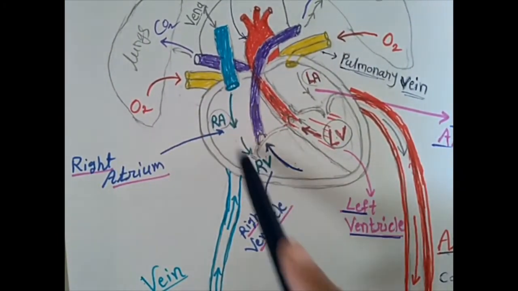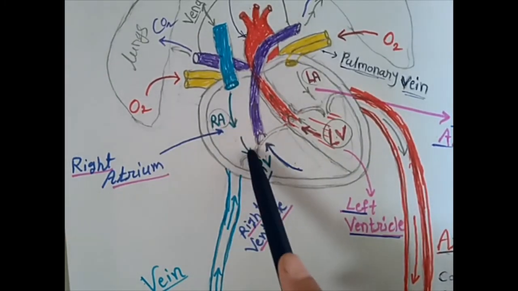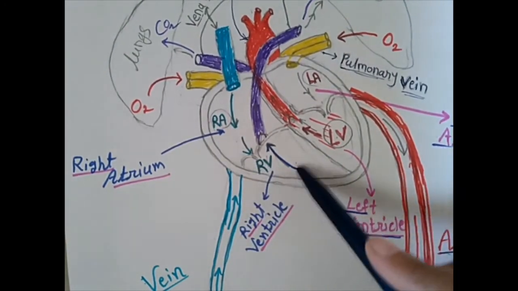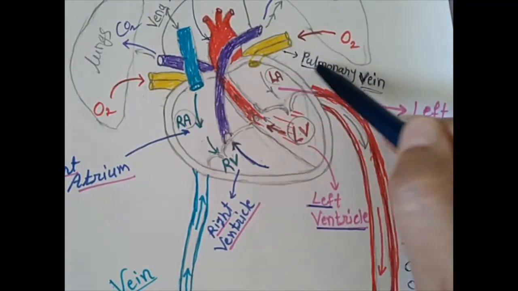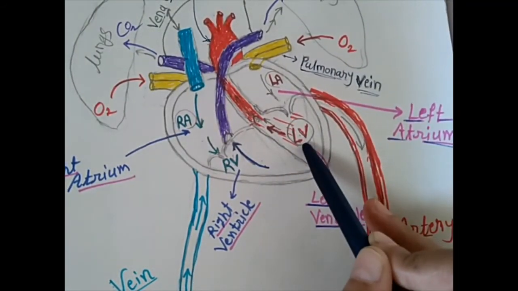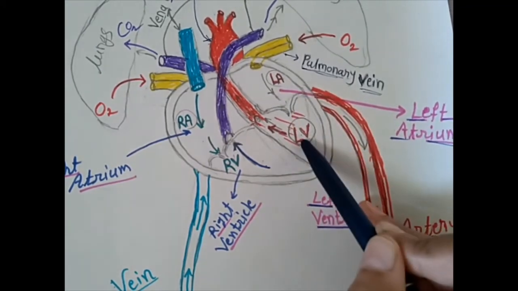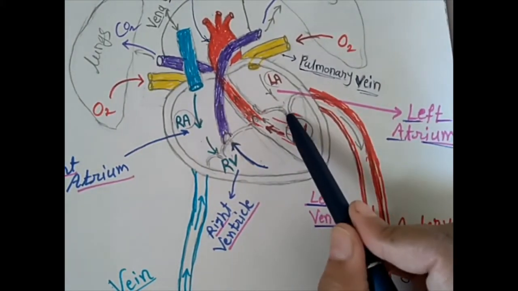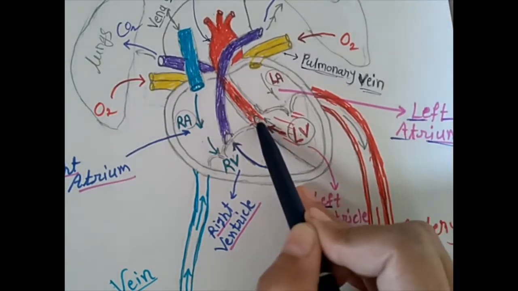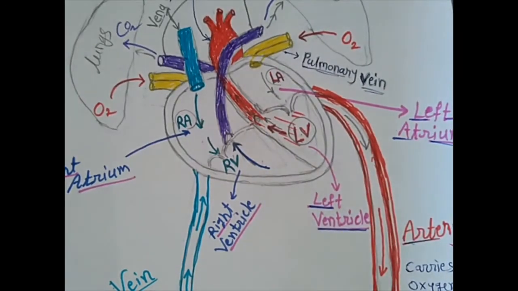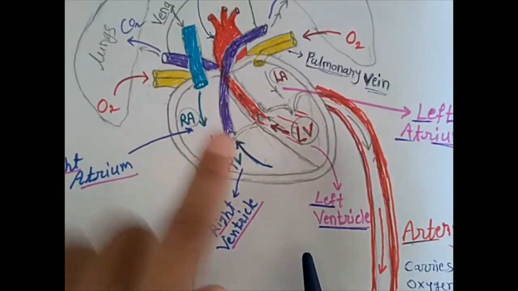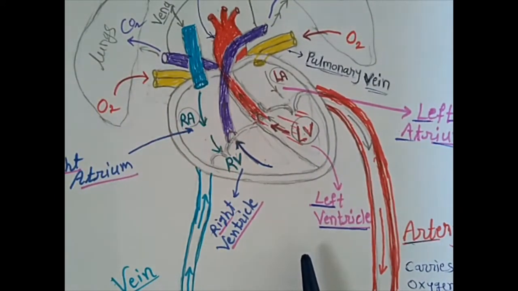So this is about the circulatory system, and the valves play a very important role here. From the right auricle to the right ventricle, this valve works. From the right ventricle towards the pulmonary artery, this valve works here. From the left auricle to the left ventricle, this valve works, and from the left ventricle towards the aorta, this valve works here. So these four valves are very important inside the heart. They perform a very important role.